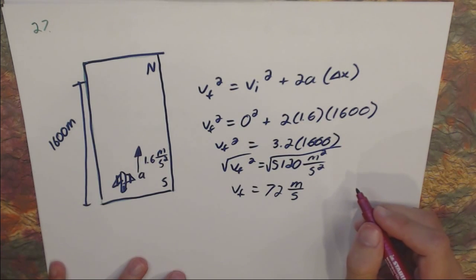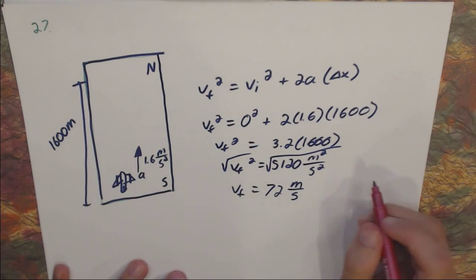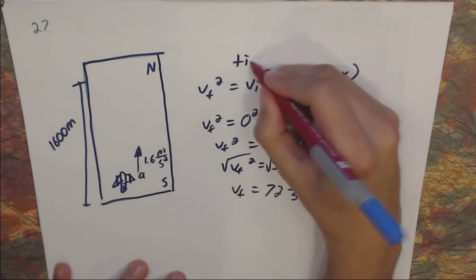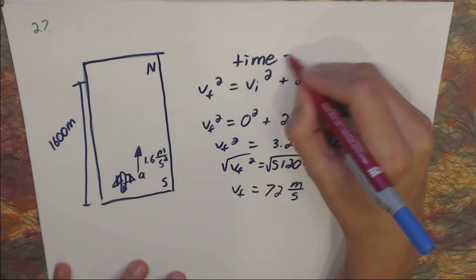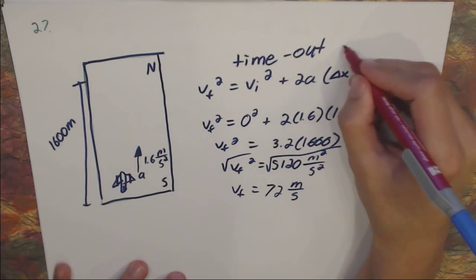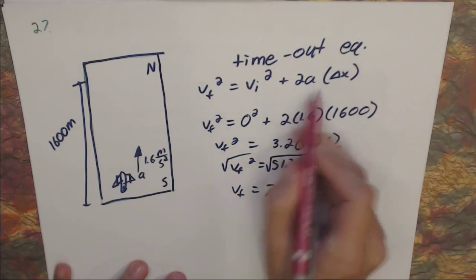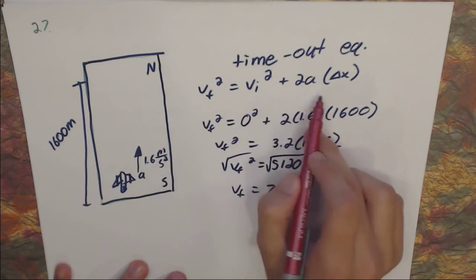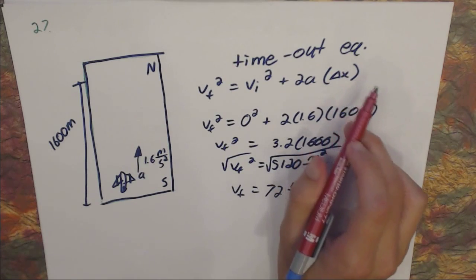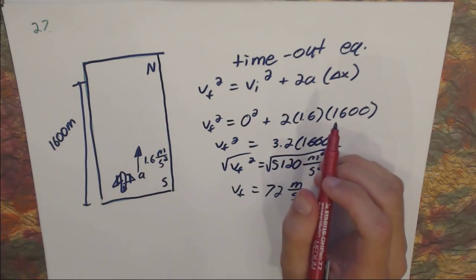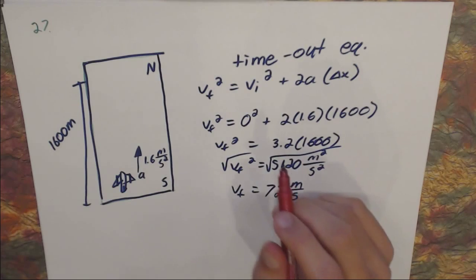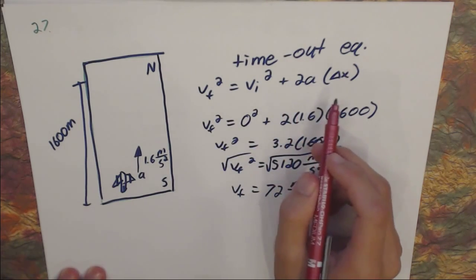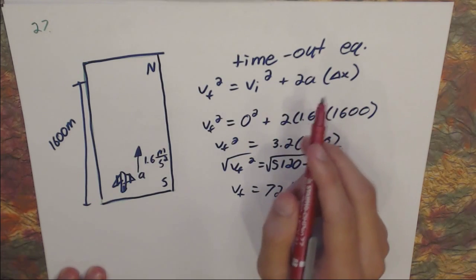So part B asks, what is the time required for takeoff? Oh, and this equation, by the way, is called the timeout equation, because there's no time variable in it, but it has all the other important stuff. It has final velocity, initial velocity, acceleration, and change of position, but no time. So it's easy for solving problems when there's no time. There's other ways to do that problem, but usually you're just going to end up deriving this same equation anyway, so it's easier to just memorize it, because you're going to use it a lot.